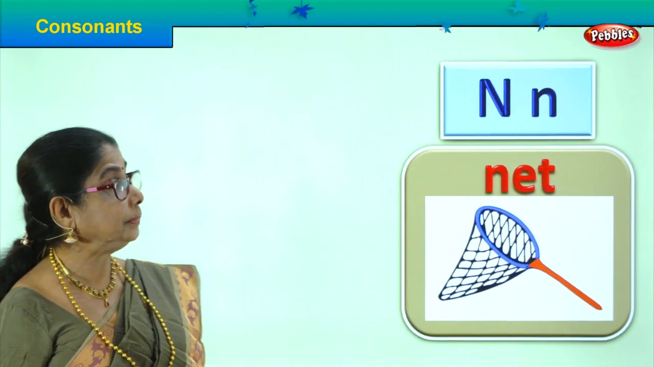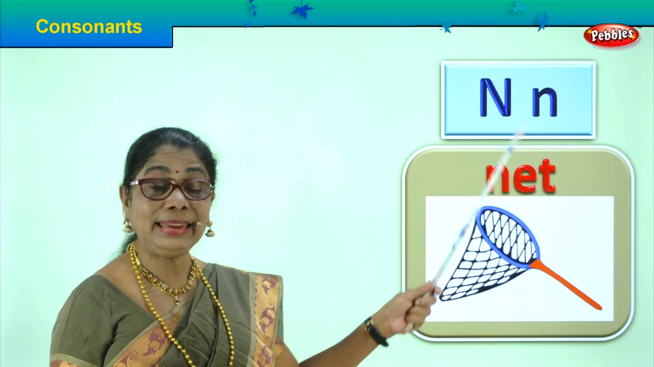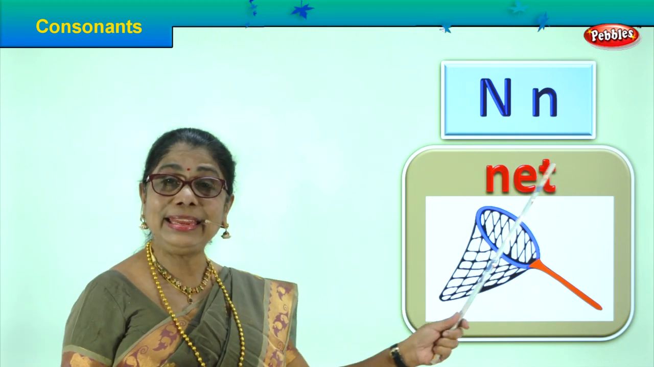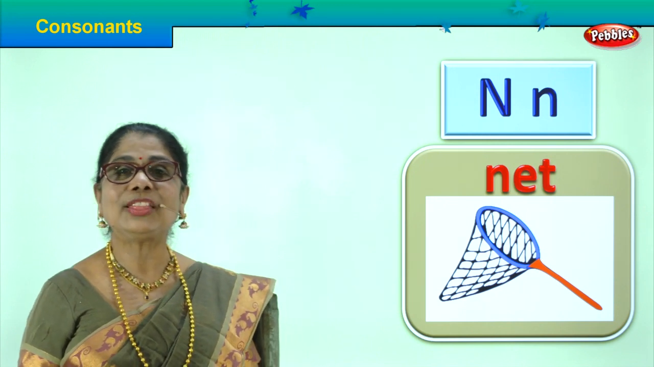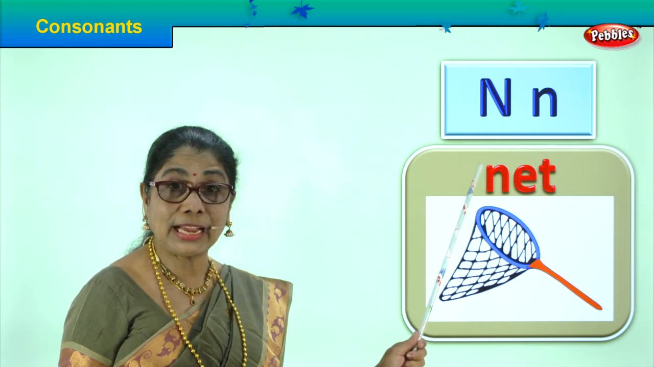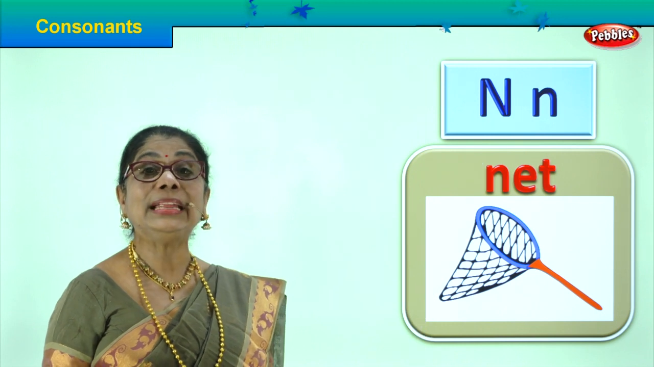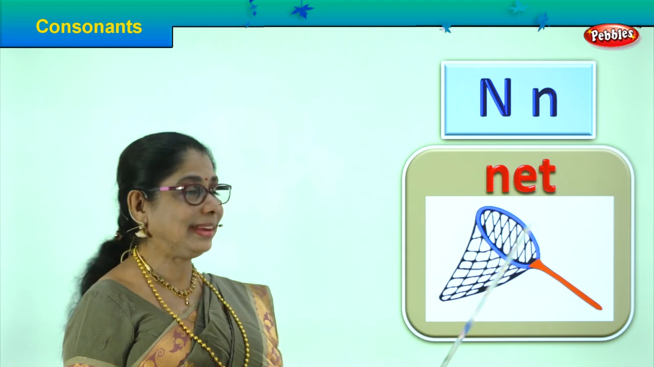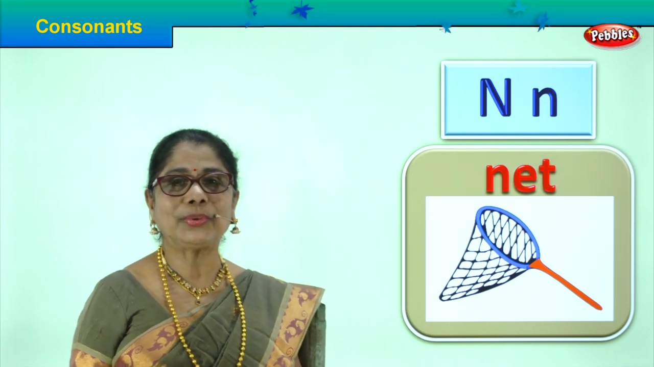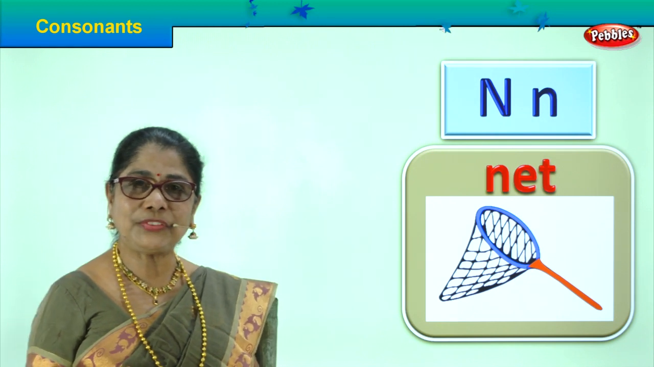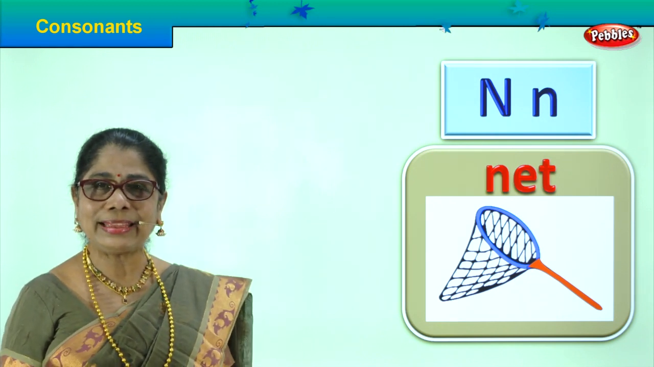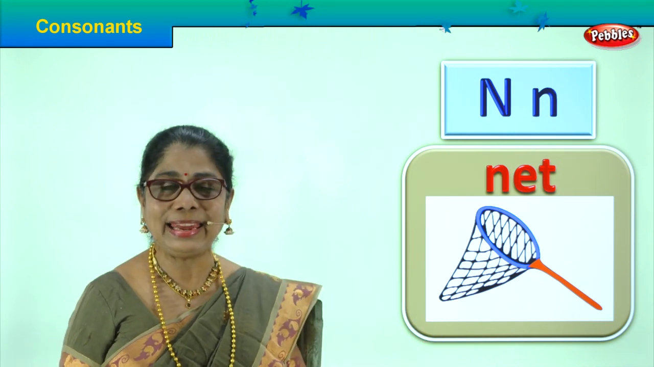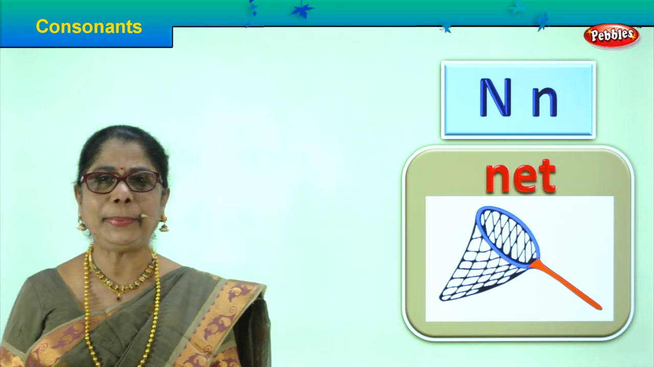Let's look at another picture. See what you have here. Letter N, net. Spell net. N-E-T, net. The word net begins with the consonant N. Sound N. Spell net for me. N-E-T, net. What do you do with the net? You can catch a butterfly. You can catch fish. Collect leaf from the tank. Net. Spell net. N-E-T, net. Good.